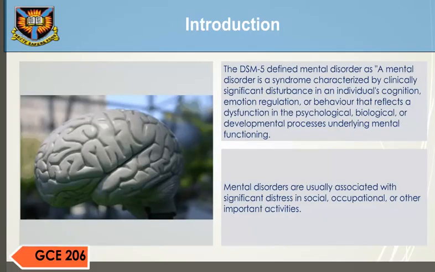Introduction. The DSM-5 defined mental disorder as a syndrome characterized by clinically significant disturbance in an individual's cognition, emotional regulation, or behavior that reflects a dysfunction in the psychological, biological, or developmental processes underlying mental functioning. Mental disorders are usually associated with significant distress in social, occupational, or other important activities.